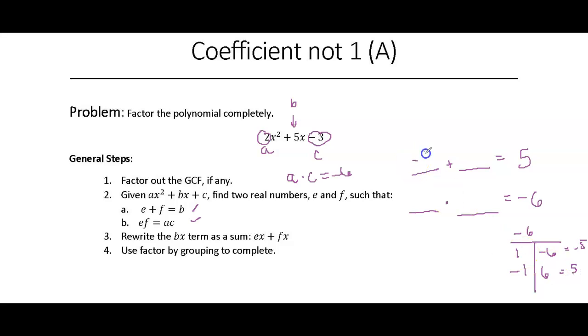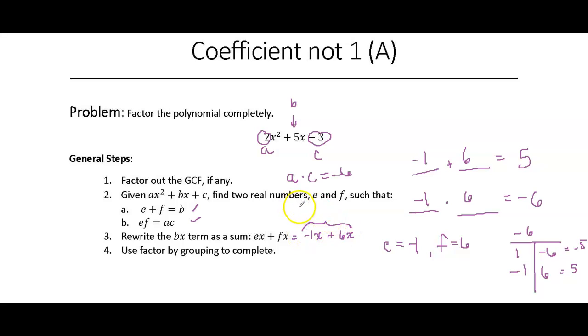So it looks like negative 1 and positive 6 are the values that we're going to choose. E we can say is negative 1, and our f we can say is 6. Next, we're going to rewrite the bx term as the sum of ex plus fx, meaning negative 1x plus 6x.